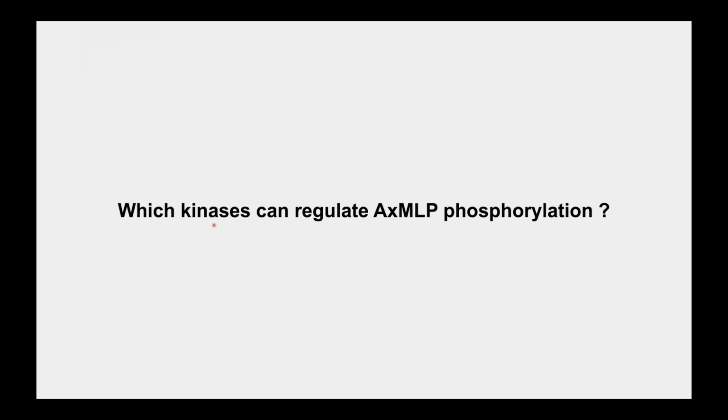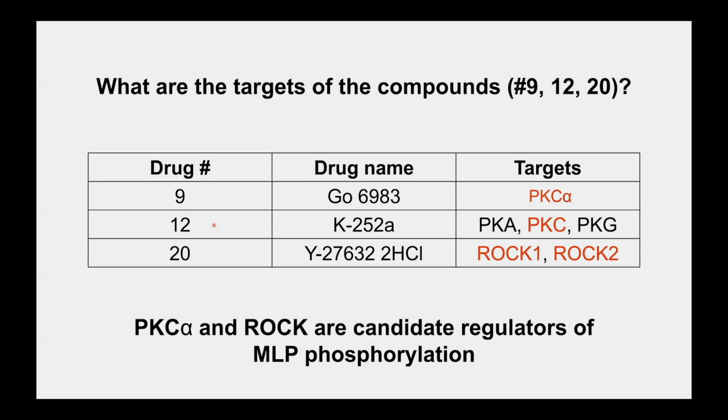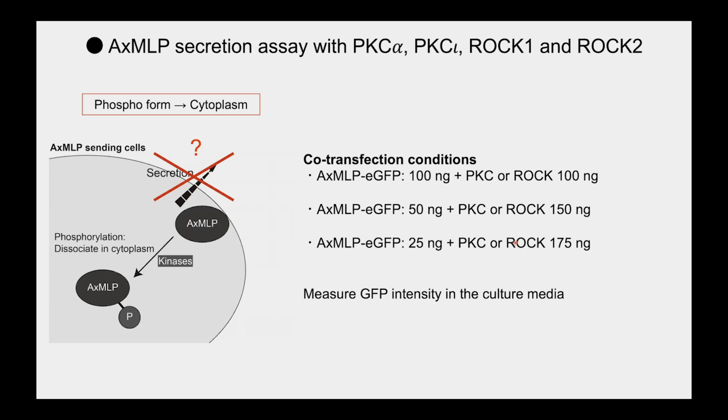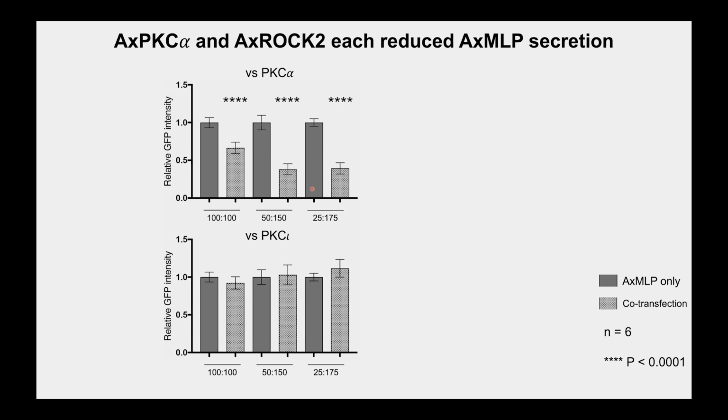So Takuji wanted to understand which kinases might regulate axolotl MLP phosphorylation. He did a small screen that identified potentially PKC alpha and ROCK1 or ROCK2 as potential kinases that regulate MLP. I'm not going to go into the details of that. But to confirm whether those kinases might indeed be potential kinases for MLP, he co-transfected into the 293 cells the axolotl MLP fusion protein with the PKC or ROCK isoform at different ratios to see how this might affect the secretion of the MLP. So here's the data. It's actually very beautiful.